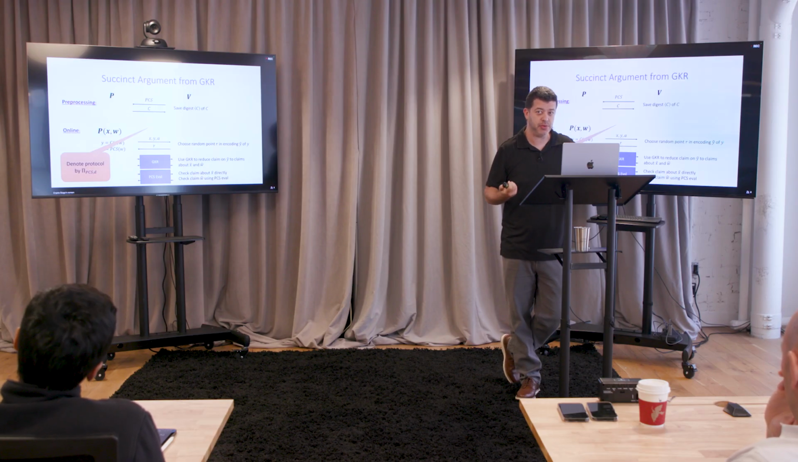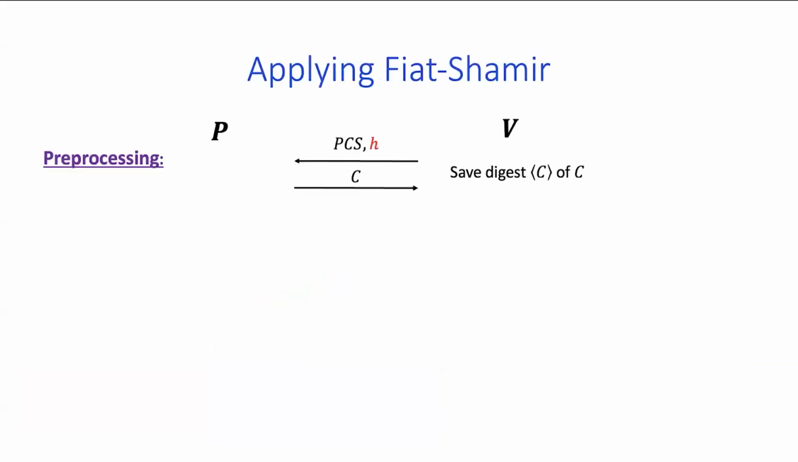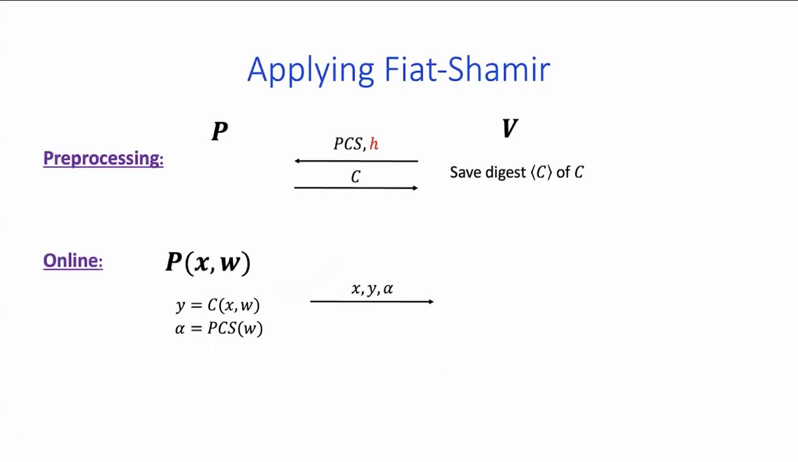And notice what happens when we apply Fiat-Shamir to this protocol. First of all, in the beginning, I will need to tell you what Fiat-Shamir hash function I'm planning to use. That is this red H. Then we proceed in the protocol as before. I, as an honest prover, evaluate the circuit, compute the PCS hash of the witness alpha, and send them over to the verifier.